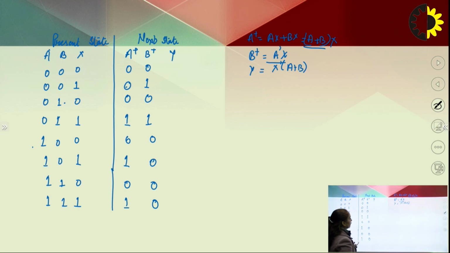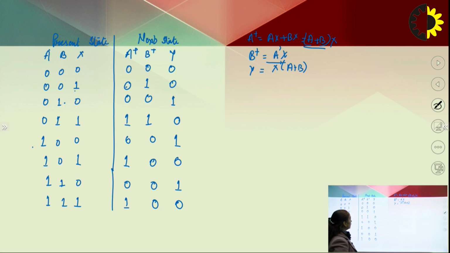Next, the Y function is A bar, X bar, A plus B. X bar means wherever the value of X is 1, here I am going to have values 0, and then A plus B, wherever it is 0, so 0. On the rest of the places we are going to have values 1. So the state table is completed.